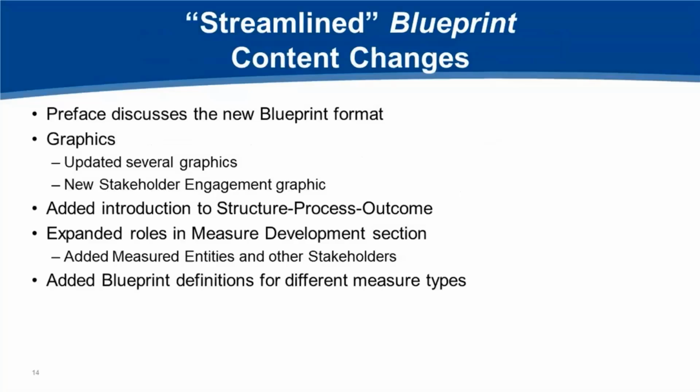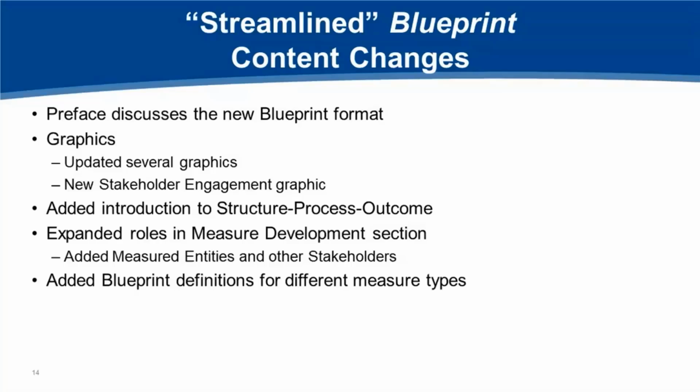The streamlined blueprint, things that are new for this version include an updated preface that describes the current format of the blueprint as a package of materials, whereas previously all blueprint materials were contained in a single volume, as Kim mentioned before. The blueprint team updated graphics across the set of blueprint documents and added a new stakeholder engagement graphic in this version. The team also added an introduction to structure, process, outcome, also known as the Donabedian model. And we also expanded the list of roles in the measure development section to include measured entities and other stakeholders, such as persons and family members and the public.